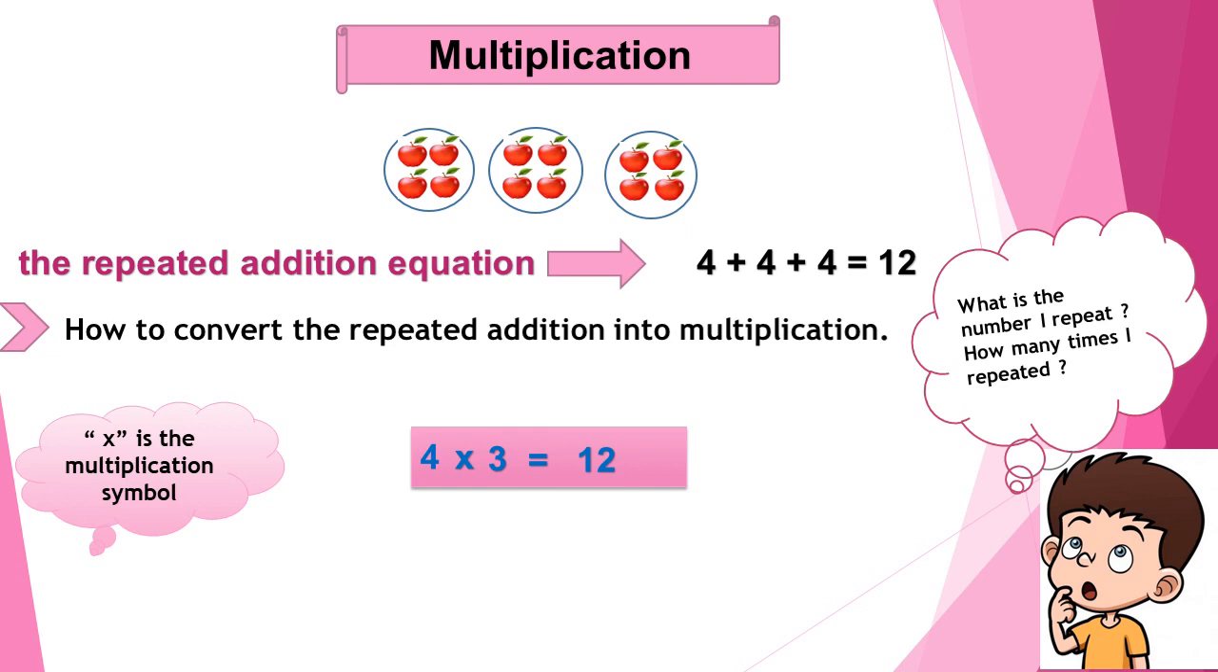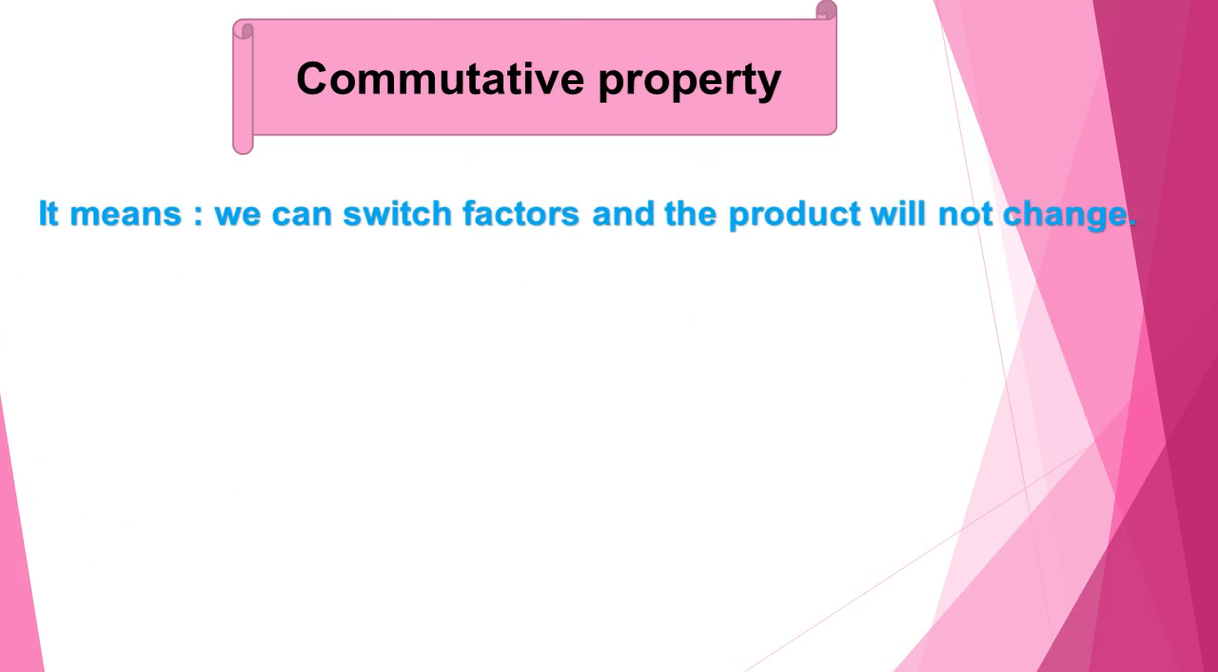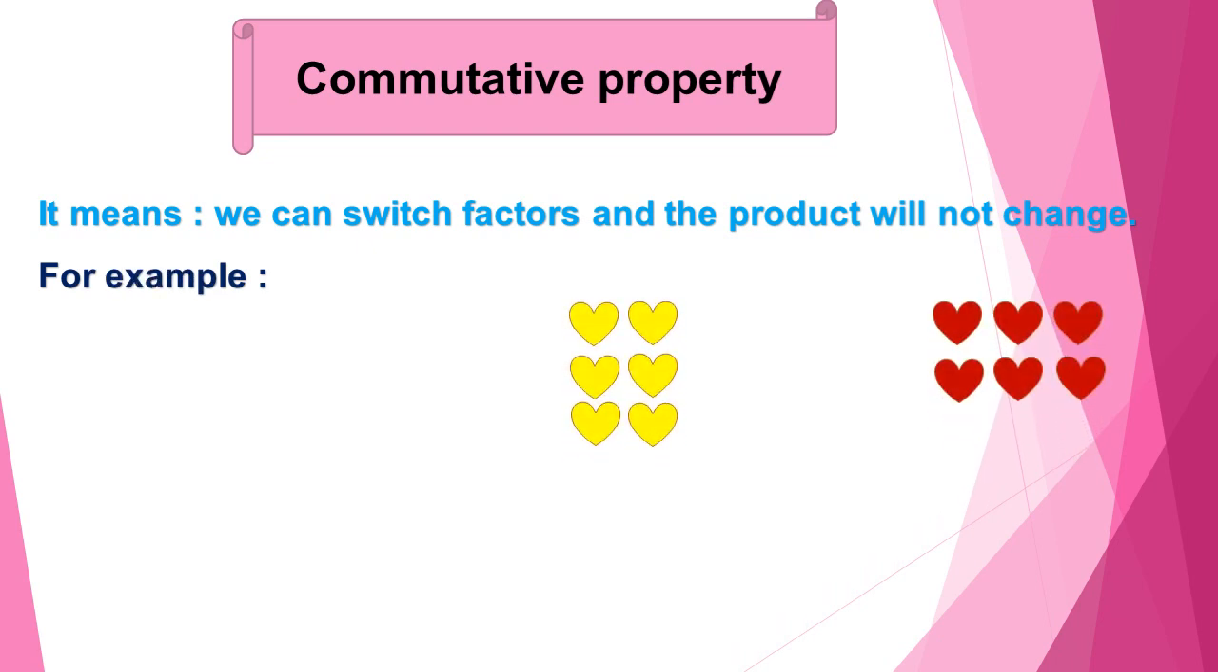The two numbers here, 4 and 3, are called factors, and the total is called the product. Commutative property. It means we can switch factors and the product will not change. For example, we have two arrays here. In the first array, the total number of hearts is 6: 2, 4, 6. And the second array, we have also 6: 2, 4, 6.